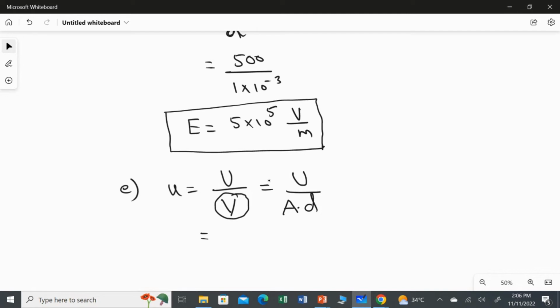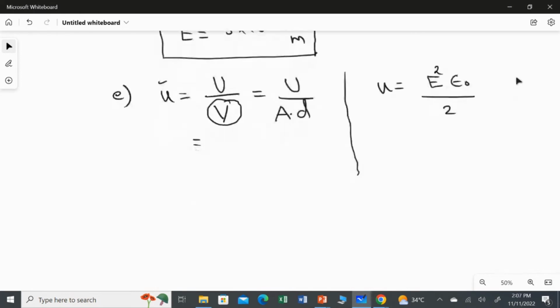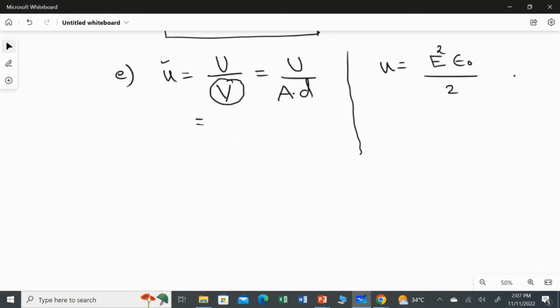So either you can use this rule, or energy density is equal to, what's the other formula in theory? I think electric field square multiplied by epsilon naught over 2, right? Here epsilon naught is the permittivity of free space. So either you can use this part or this part. You'll get the same answer, but for this question I'm going to use the first equation, to confirm whether our answer is right or not, am I right?